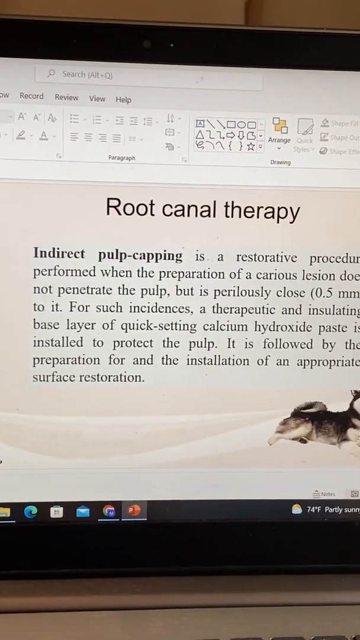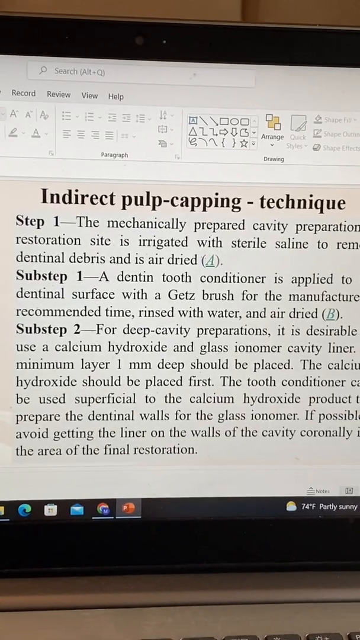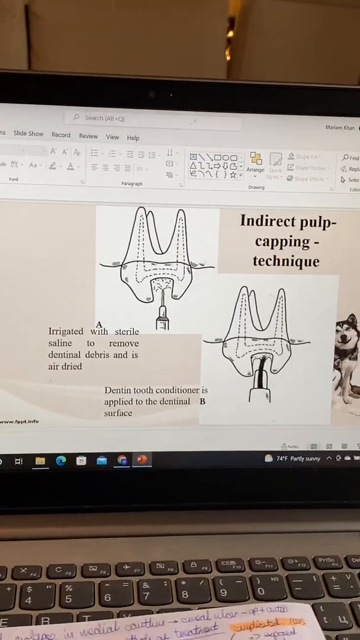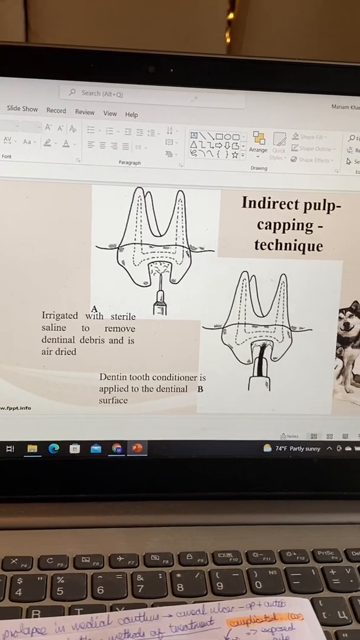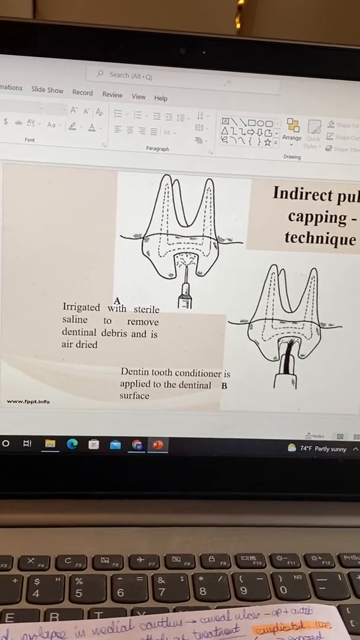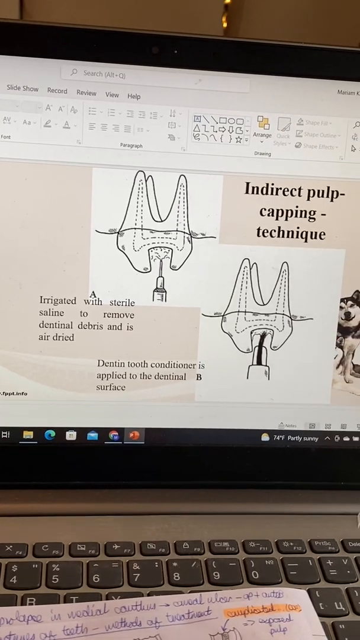There is the indirect pulp capping, or root canal if you prefer to use that. So this is a technique that just restores the crown. It kind of can continue from the previous stage, but sometimes it's just used on its own.